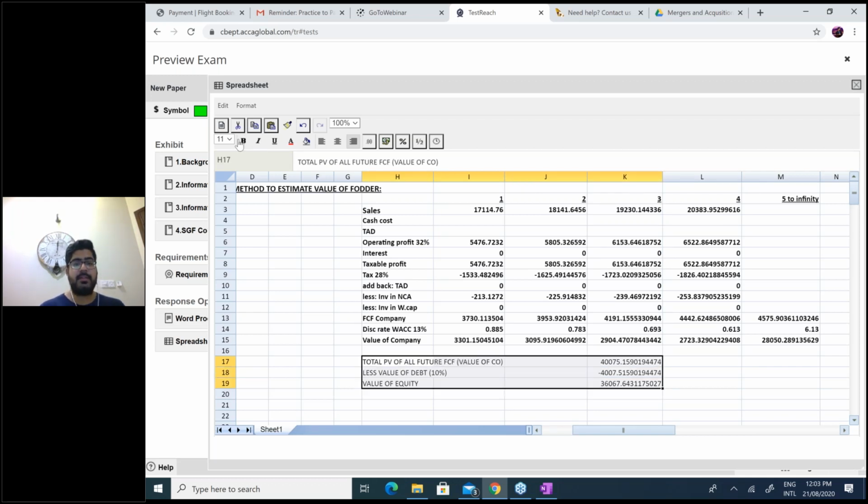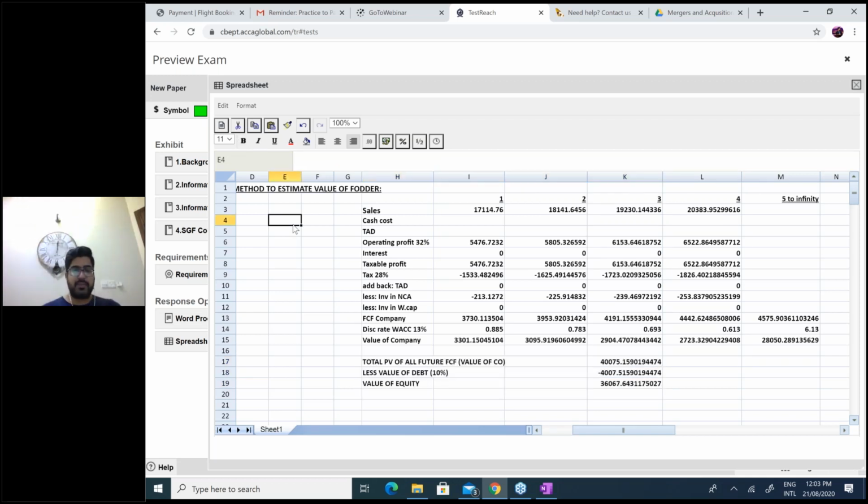Now I'm just repeating it from FCF. We take the future FCF multiplied by the discount rate of WACC 13%. The factors of year 1, 2, 3, 4 are given. For infinity years, there is no factor, so last factor over WACC minus growth rate. You get present values. Add all these present values. The total of all these present values is the value of company. Deduct value of debt, that is 10%. You get value of equity.